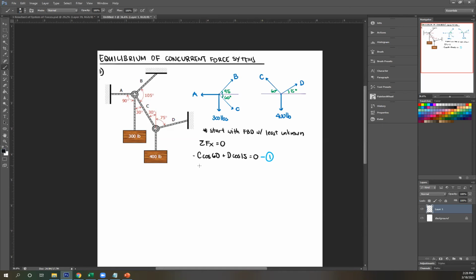Now you're going to do the same thing for summation of forces y equals 0. Again, starting with C upward, therefore positive C sine 60. D is upward, therefore positive D sine 15. 400 is downward, minus 400 equals 0. Again, I can't really solve anything from this, but I can denote that as equation number 2. Now, as you can see, 2 equations, 2 unknowns. You can solve this using your calculator or manually. Up to you, whichever you're more used to. I suggest using your calculator so that you don't have a long solution.